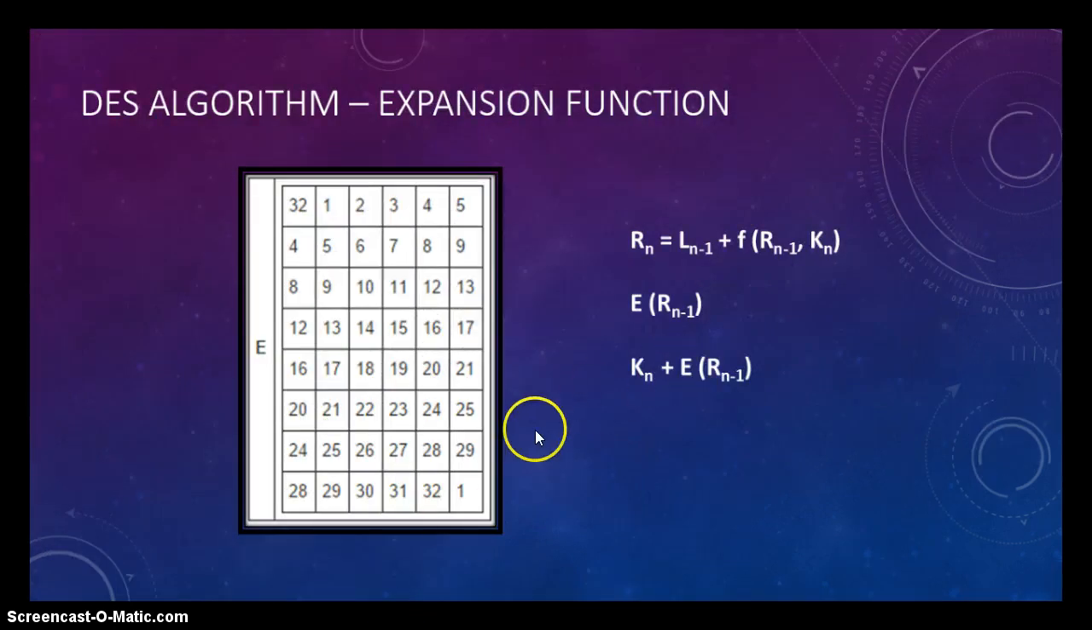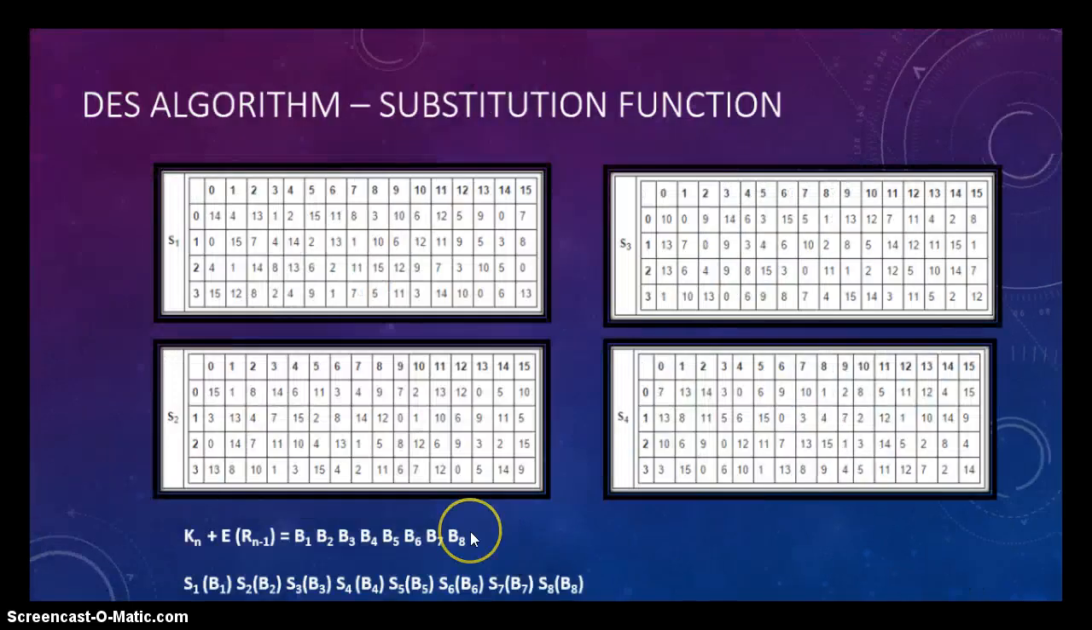And how can we obtain the f function? We have to make an expansion of Rn minus 1, in this case R0, by using this table, and after that we get a result. That result we have to XOR with the key 1 in the case of the first iteration. Now we're going to work with our results and with the S-boxes. As a result of our XOR between the key and the expansion, we get 8 groups of 6 bits each.